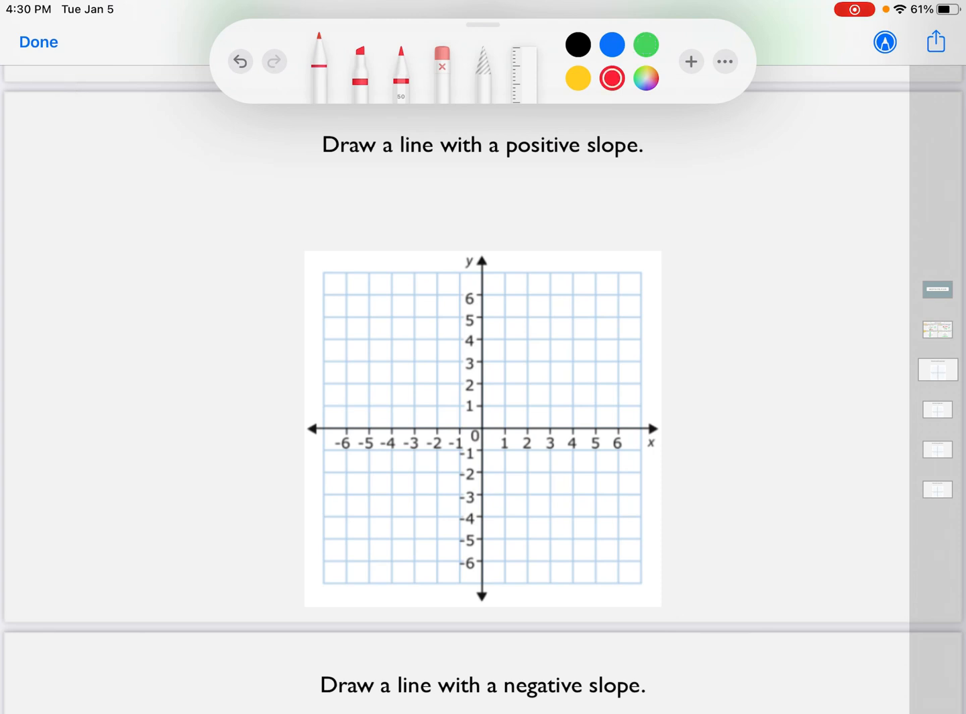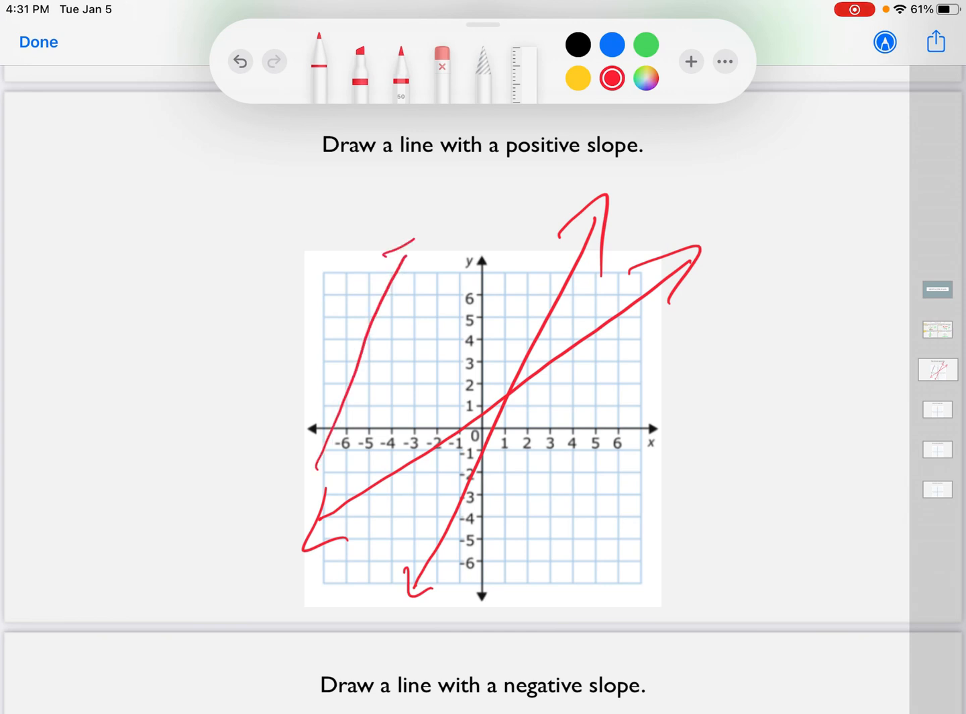Now, you could draw these lines 500 different ways. All that's important is to know that as you go from left to right, it has to go up. So if I put a dot here and then I go up, it's positive. I could go up, it's positive. I could do one like that and it would be positive. As you go from left to right, you just have to be going up.